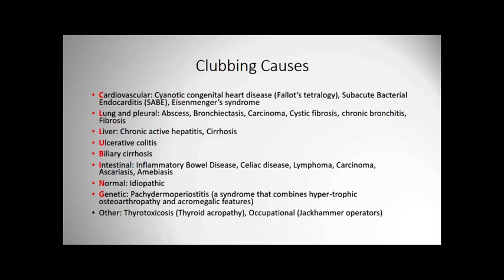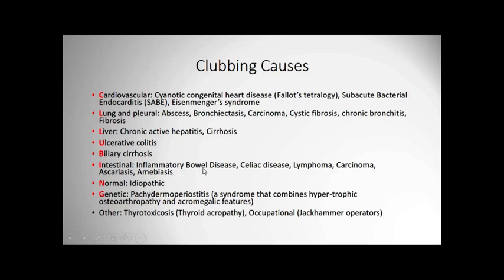Some cardiovascular conditions: any congenital heart disease, endocarditis, Eisenmenger syndrome, shunt. Lung diseases like abscess, bronchiectasis, cancer, cystic fibrosis, chronic bronchitis, fibrosis of the lungs. Some liver conditions like hepatitis and cirrhosis can produce clubbing, and ulcerative colitis. This is exactly for the same reason that cancers produce clubbing. Ulcerative colitis is a chronic inflammatory condition. These inflammatory cytokines will produce this osteoarthropathy. Intestinal conditions like inflammatory bowel disease, chronic inflammation again. Celiac disease, we have lymphomas, carcinomas. You can say celiac disease. Lymphoma, cancers, some parasitic conditions.